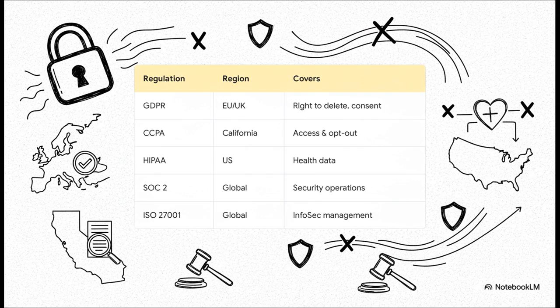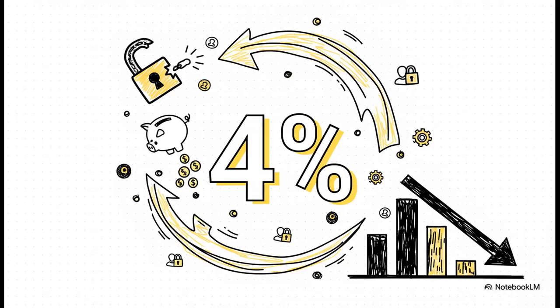And these aren't friendly suggestions. They are legally binding rules with very, very serious consequences if you mess up. Speaking of consequences, let's just talk about one number: 4%. Under GDPR, a single compliance failure can cost your company up to 4% of its annual global revenue. For a lot of businesses, that's not just a fine, that is an extinction-level event.